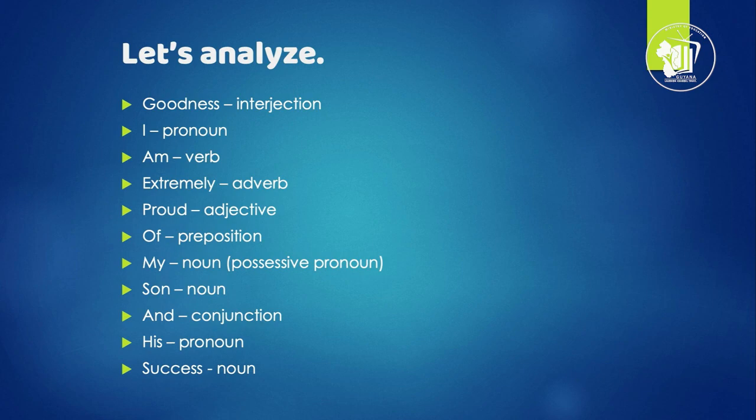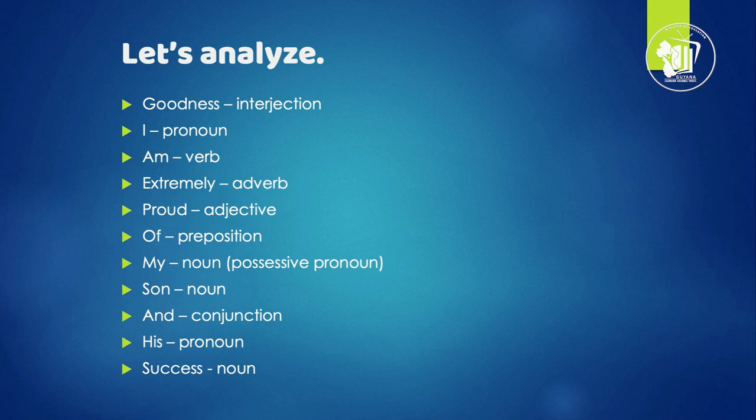However, against son, it's not a noun. However, it's a pronoun. So my here functions as an adjective, not a pronoun or a noun. And, conjunction. His, pronoun. And success, noun.